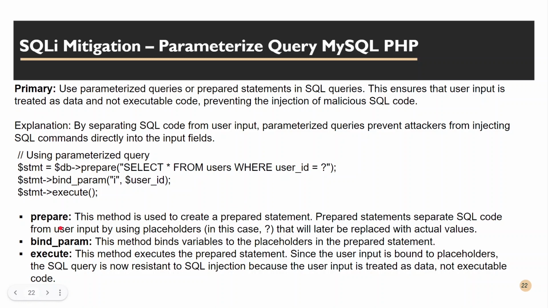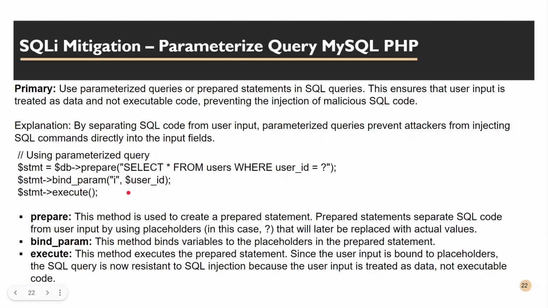Then next, we have the bind parameter. This method binds variables to the placeholder in the prepared statement. Now, this is taking two values, or two parameters, or two arguments. We have the i, which is specifying that the data we're expecting from the user is of an integer type. And then we have user ID, which is the username for the application or the username that we're expecting data from. Then we have the statement that also executes the particular query we have in our prepared statement. Now, this SQL query is resistant to SQL injection because the user input is treated as data and not executable code.